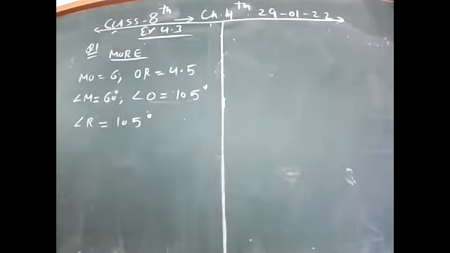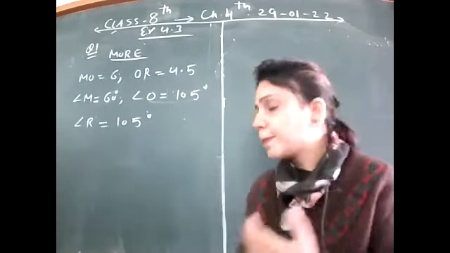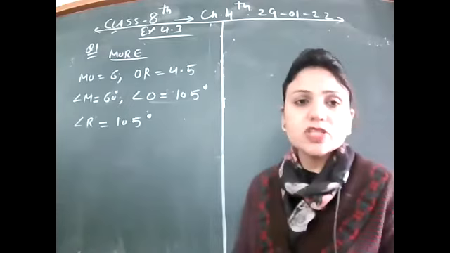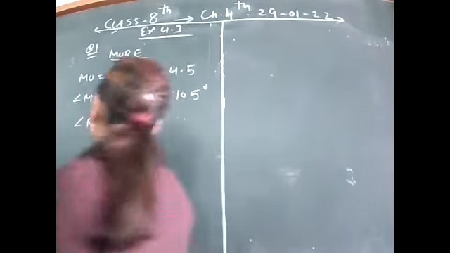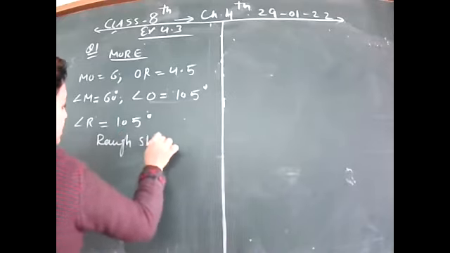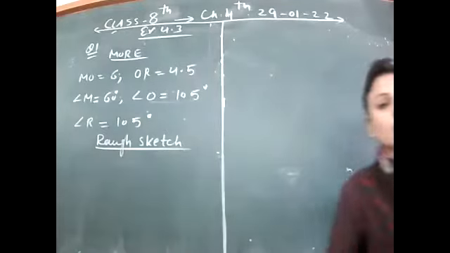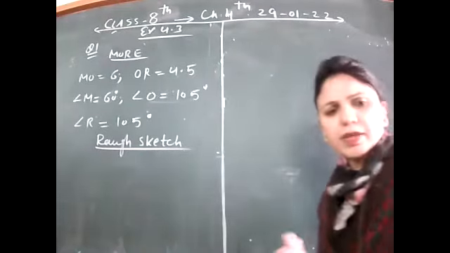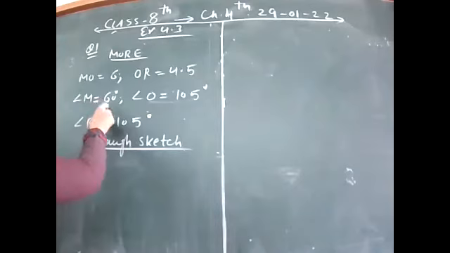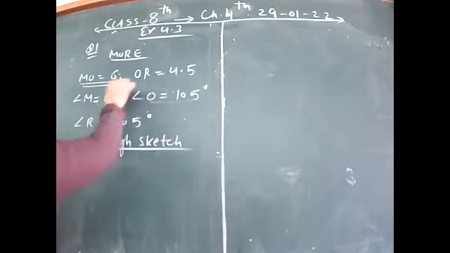So I told you earlier that whenever you are constructing the quadrilaterals, the rough sketch is very important. So I'm firstly making a rough sketch. Just roughly we are making this quadrilateral MORE. M is 60 degrees, O is 105, R is 105. First of all, you just have to see that we are given the MO side.